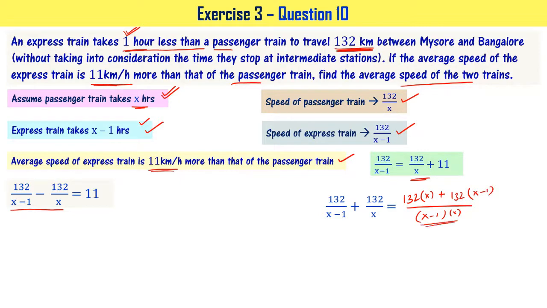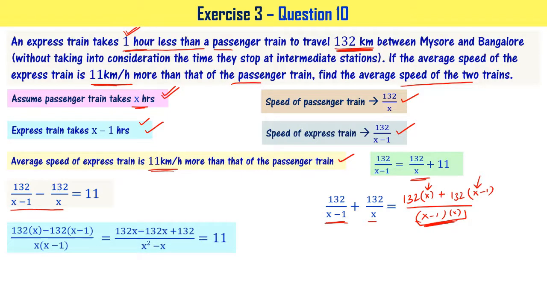The denominator, this and this, when you divide this with this one, you're going to get x. That's what I have written here. And in this particular case, when you divide this particular quantity with x, you're going to get x minus 1. That is what I have written here, right? Let's make use of this and simplify the equation. It can be written as 132x minus 132x plus 132 divided by x square minus x equal to 11, right?